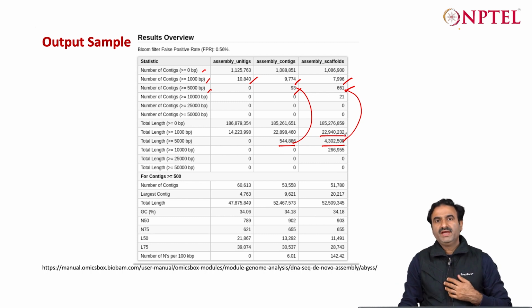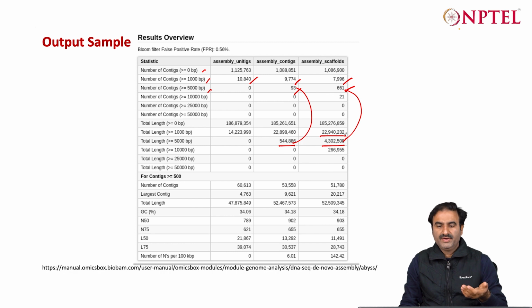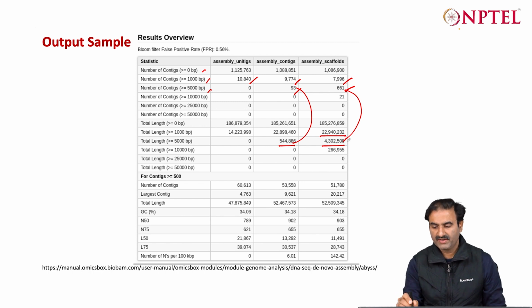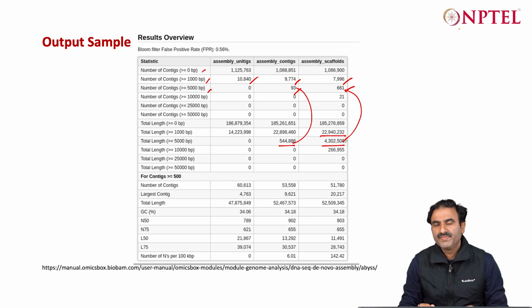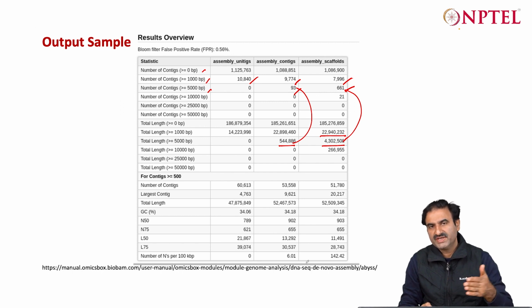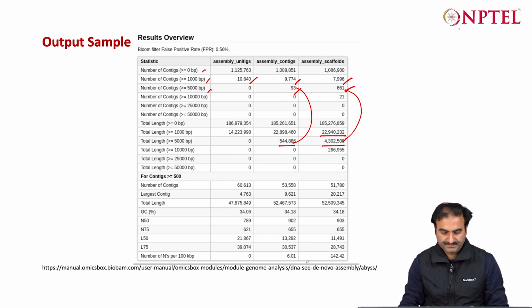So if you increase the length of the contig, you may be compromising with the total coverage of your assembly. So you should know, for example, if you know that your genome is like 5 MB and you are able to cover like 5 MB by 5 KB plus contigs, then you can select that, but you may be losing a lot of information in the smaller contigs, right.